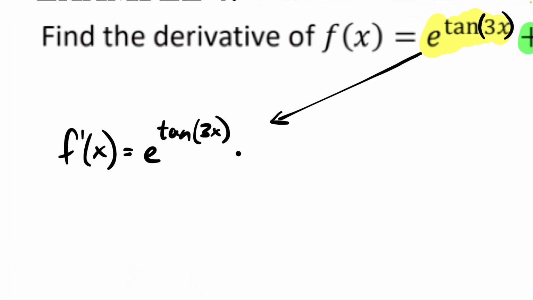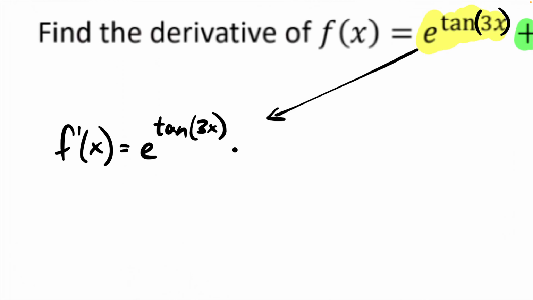To use the chain rule, the first thing we're going to do is find the derivative of tangent of something. Is it negative secant squared or normal secant squared? Positive. So the derivative of tangent is secant squared. Rewrite it. And then we have to find the derivative of the inside, which is just 3.